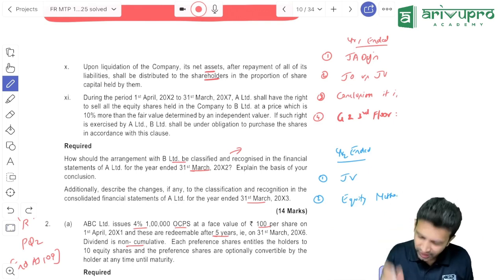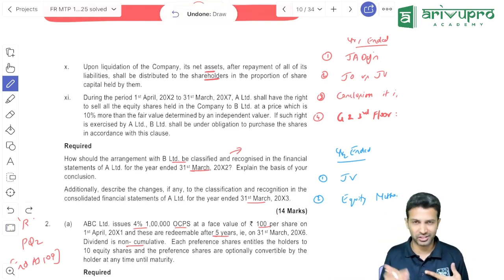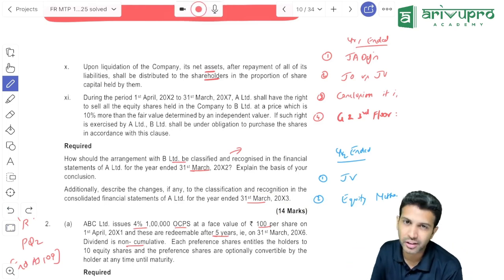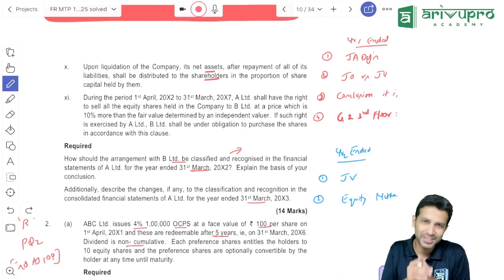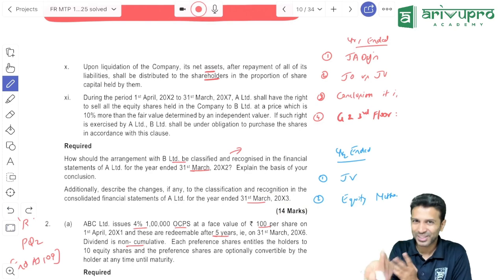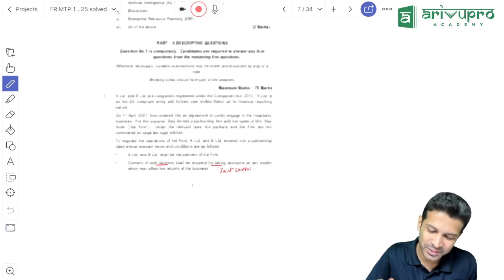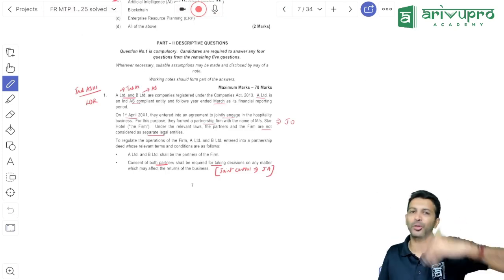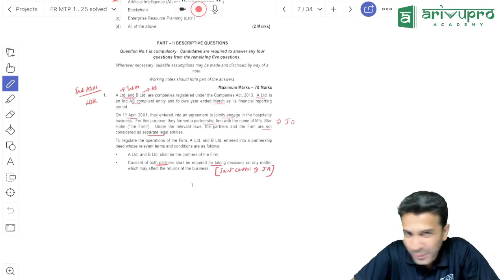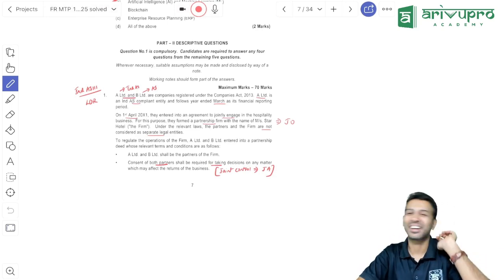Joint arrangement. But unfortunately they've asked for 14 marks. Doubtful that it can come for 14 marks in the exam, because how much garam masala is to be added for 14 marks, that too with no calculations to be done. So what is this question? We'll have to see. But before that, Ind AS 111. Do you remember what Ind AS 111 is? Joint arrangement, right?